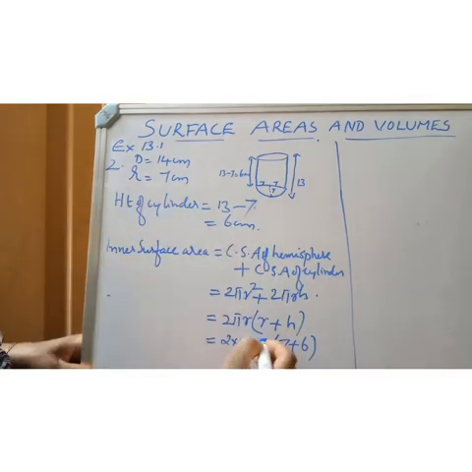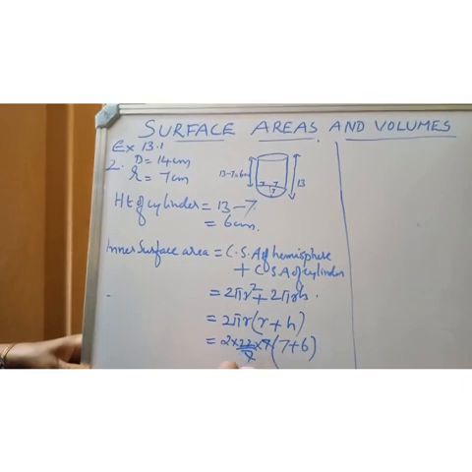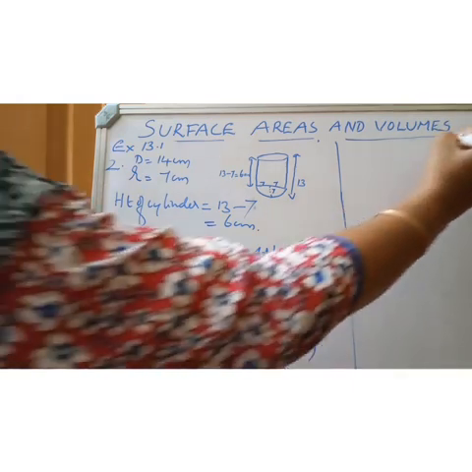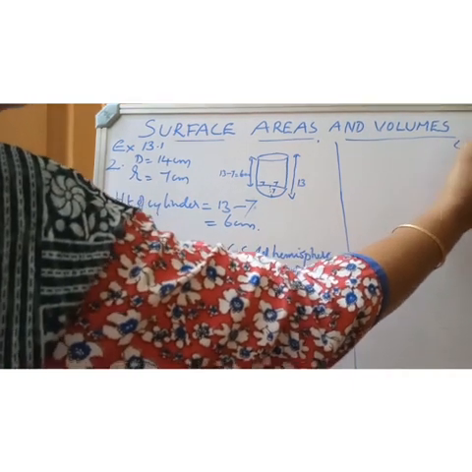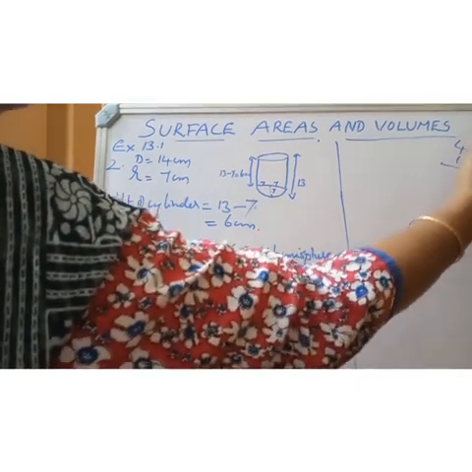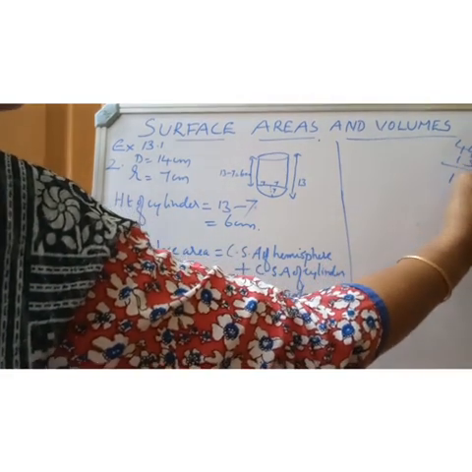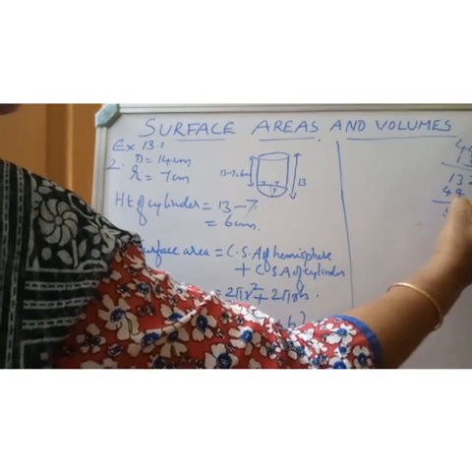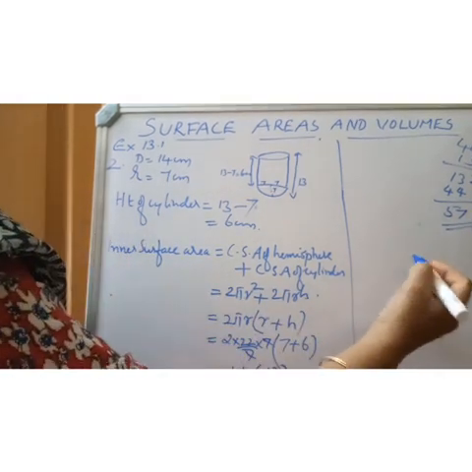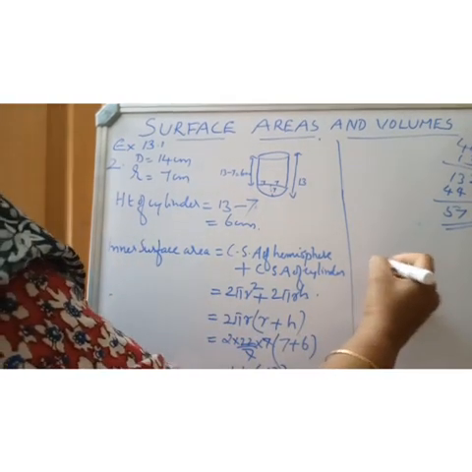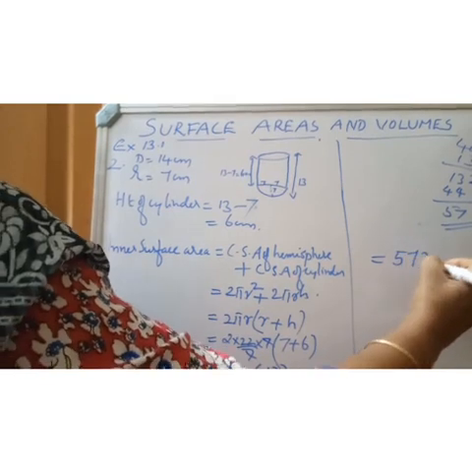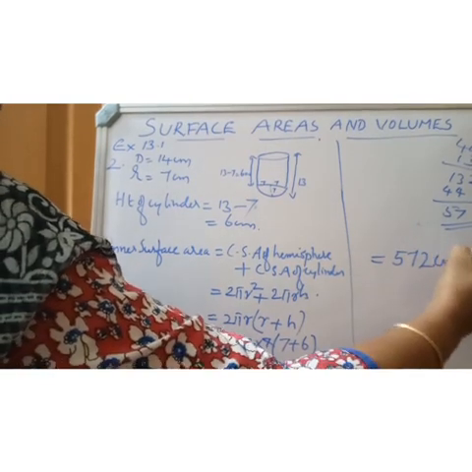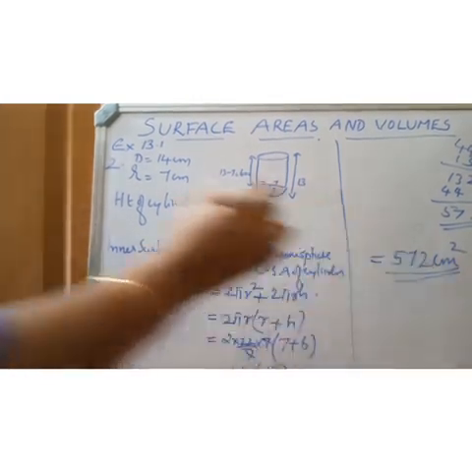So 7 and 7 get cancelled. We will get 2 into 22, 44 into 7 plus 6, 13. So multiply 44 into 13. So what will be the answer? Inner curved surface area equal to 572 centimeter square. That will be the final answer.